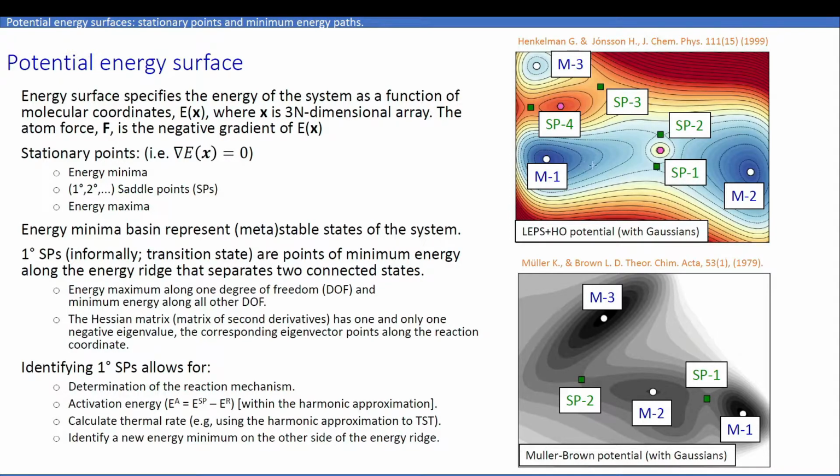These points are classified as energy minima, energy maxima, or first, second, and higher order saddle points. An energy minimum basin represents a stable state of the system. Surrounding an energy basin is an energy ridge, and on the ridge there are points of minimum energy that correspond to the first order saddle points.